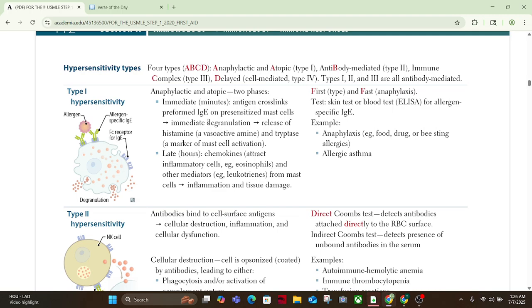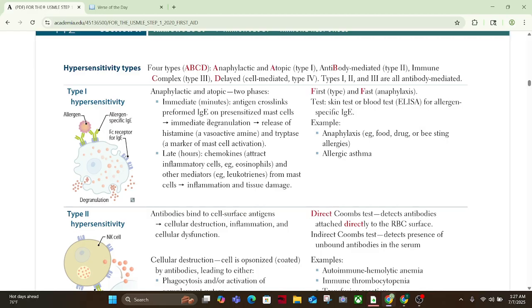Next stage is re-exposure. When the same allergen, like the bee sting, enters the body again, the allergen binds to two or more IgE molecules on the surface of the mast cell. This cross-links the IgE antibodies. Third step is mast cell activation. So the cross-linking of the IgE antibodies on top of the mast cell causes the mast cell to degranulate, releasing histamine, tryptase, and leukotrienes and prostaglandins into the blood.